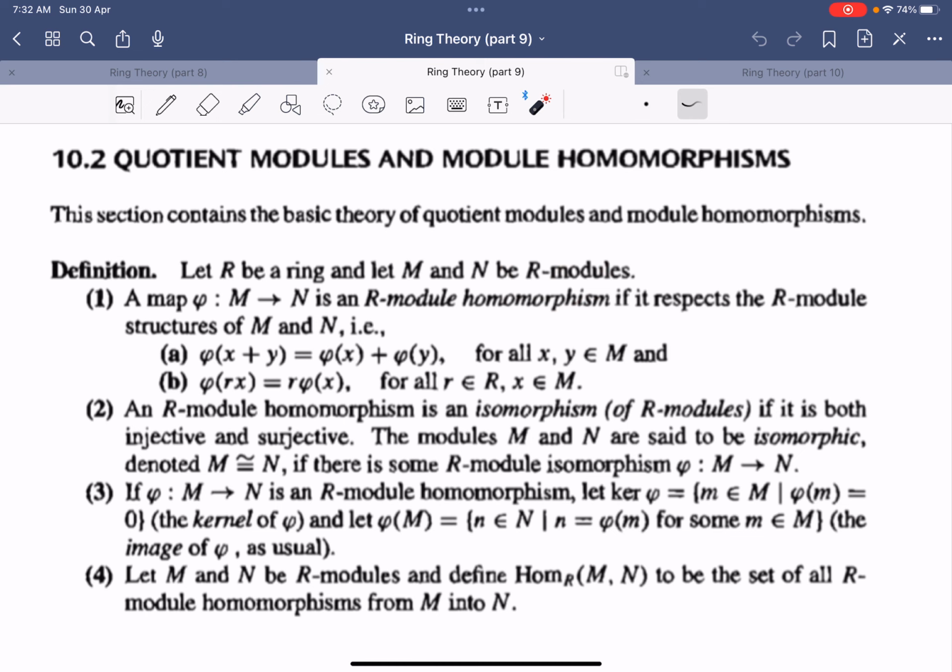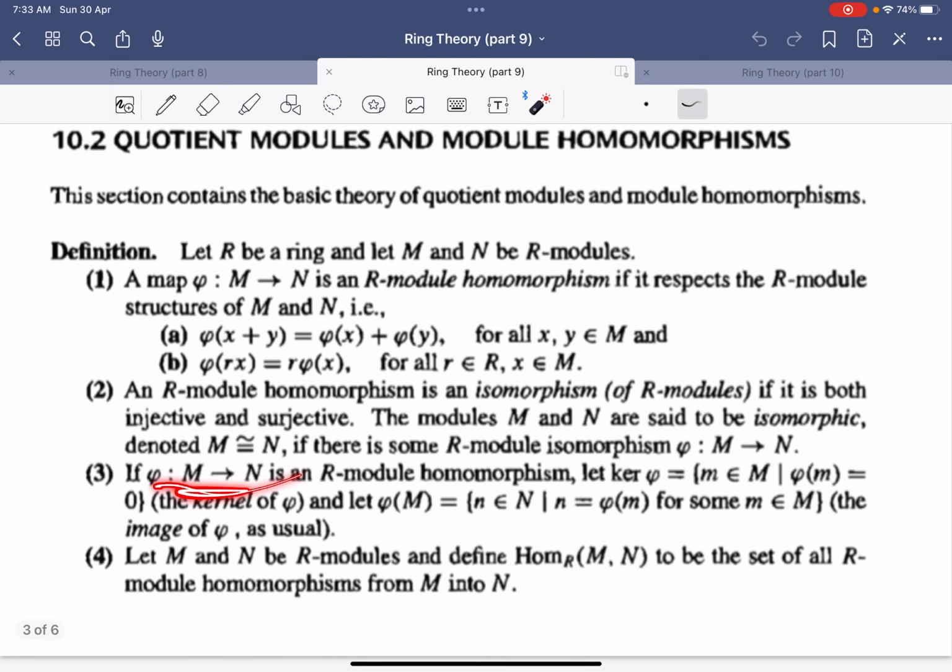Because for a bijective homomorphism, the inverse will also be a homomorphism. So we can just say that a bijective homomorphism is an isomorphism. If phi is an R module homomorphism, then the kernel of phi will be the elements in the module that are sent to 0, and of course the image will just be the set that it hits as usual.